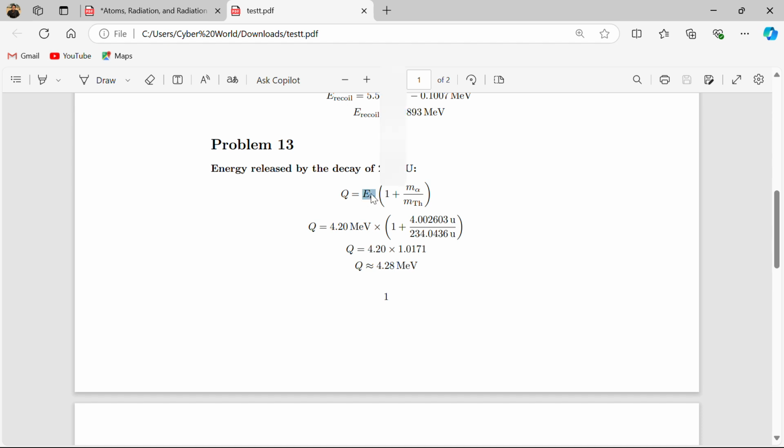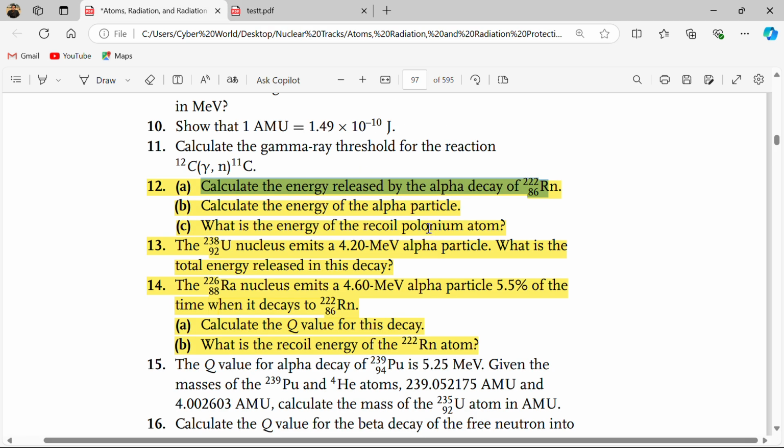E alpha is already given as 4.20 mega electron volts, and M alpha we already know, the mass of the alpha particle is always 4.0026, and similarly the mass of thorium is always given to you in your problems, that is 234.436 in AMU. After substituting, you will get your answer in mega electron volts, and your answer is basically 4.28 mega electron volts. This is the total energy. So that's all for this problem number 13.